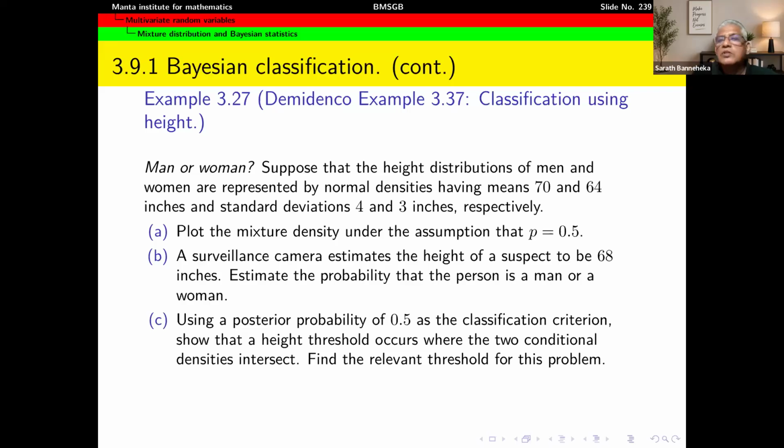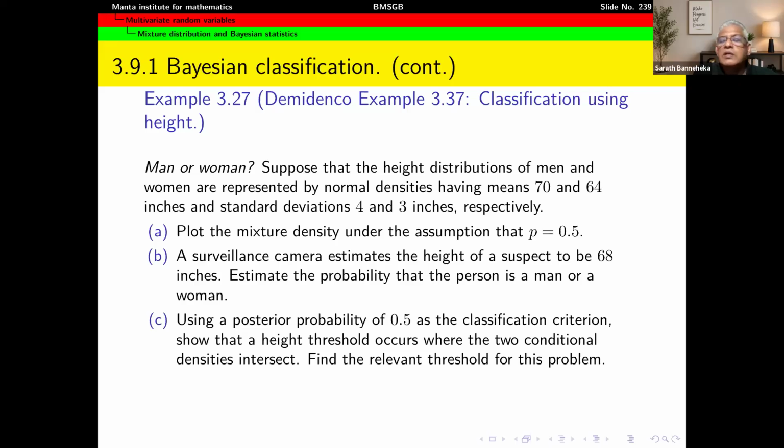So the question is, when you are given a height, can you guess whether a person is a man or a woman? That is the basic question. Suppose that the height distributions of men and women are represented by normal densities having means 70 and 64 inches and standard deviations 4 and 3 inches. So that means we know the specific distributions of the random variable height for the two groups, men and women.